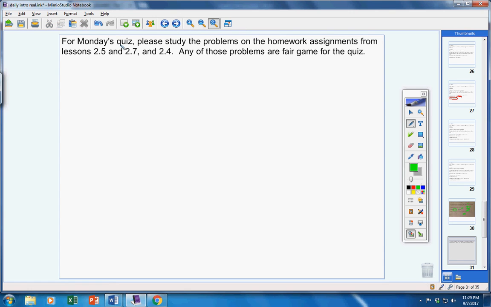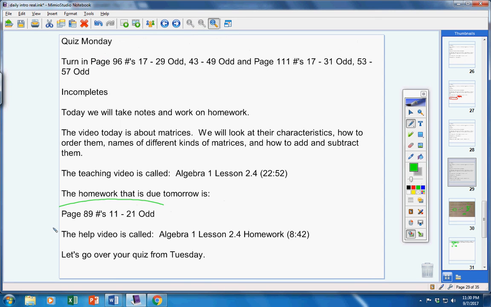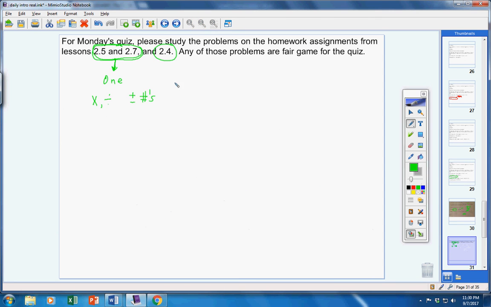Now, for Monday's quiz, Macy, please study the problems on the homework assignments from these two lessons. Remember, that was one homework assignment, okay? It was multiplying and dividing positive and negative numbers. Okay, so these two lessons are one assignment. And then studying this assignment here, which is actually today's assignment, okay? So, those two assignments, any of those problems, are fair game for the quiz.